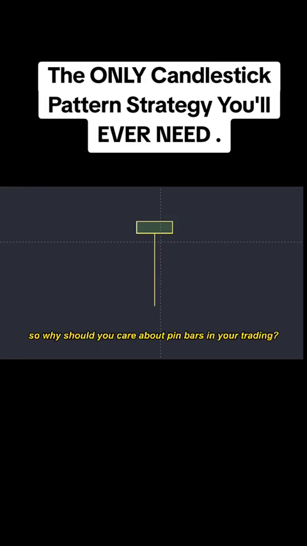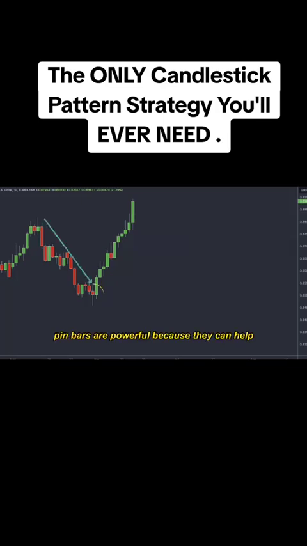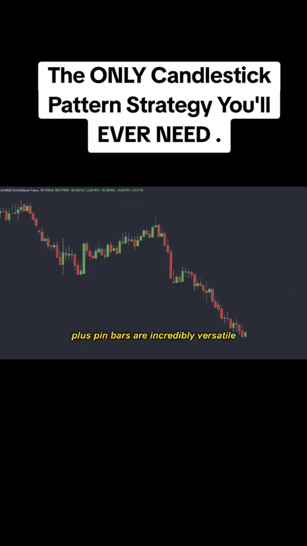So, why should you care about pin bars in your trading? Pin bars are powerful because they can help you catch market reversals before they happen. Whether you're trading forex, stocks, or commodities, this pattern can give you an edge by highlighting potential turning points in the market. Plus, pin bars are incredibly versatile. They show up across different time frames and markets, giving you plenty of opportunities to use them in your strategies.